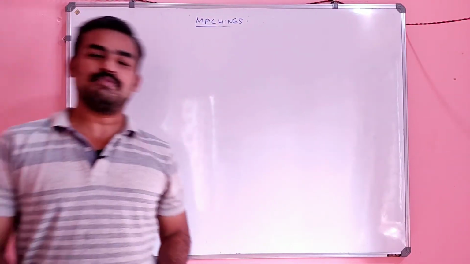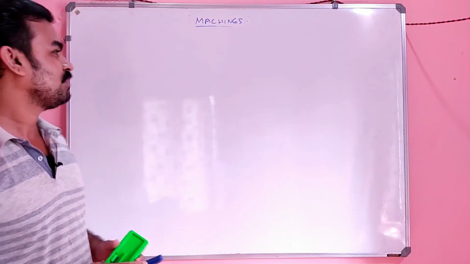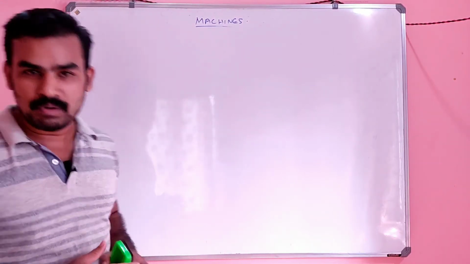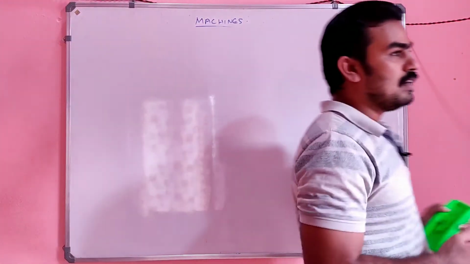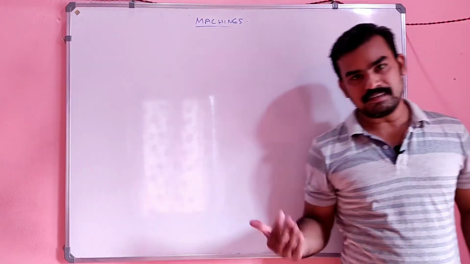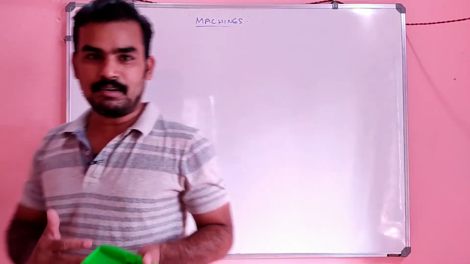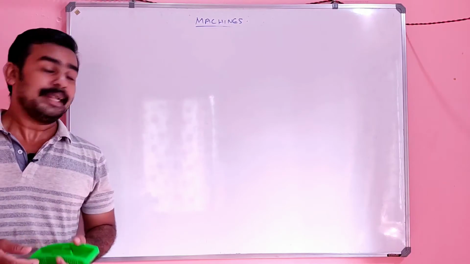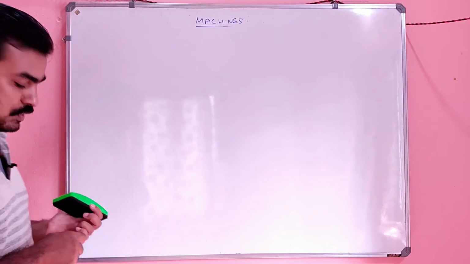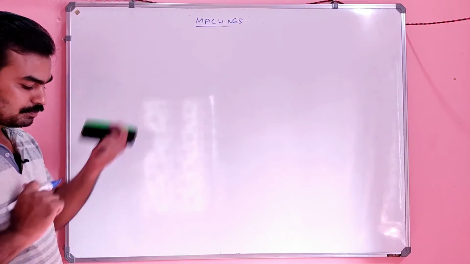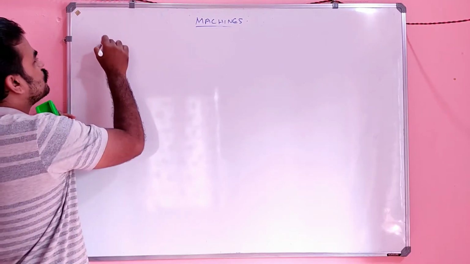So in the last class we discussed the transformer equivalent circuit. How can we convert a certain parameter, resistance or reactance, from primary to secondary or secondary to primary, or in other words high voltage side to low voltage side or low voltage side to high voltage side. Today we are discussing a very important topic, which is voltage regulation of a transformer.